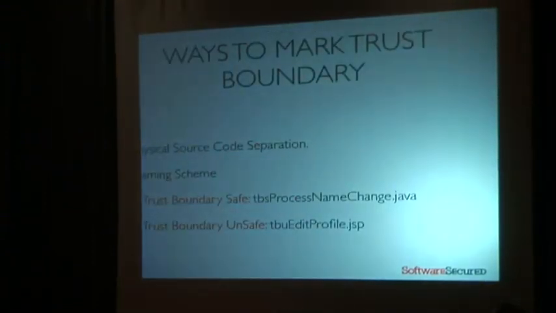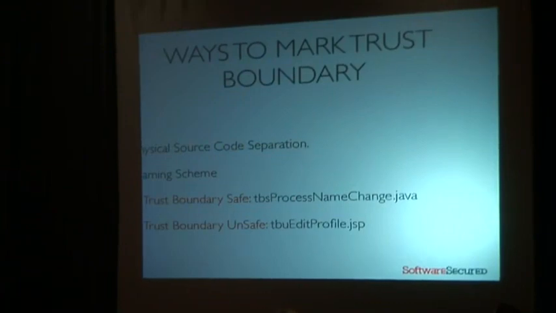So it looks good on paper, but I get a patch. I'm a developer. I get a patch. How do I know that this is inside the trust boundary or outside the trust boundary? So these are suggested ways to make it easier for developers to get an idea of whether I need to look at this code closely or not.